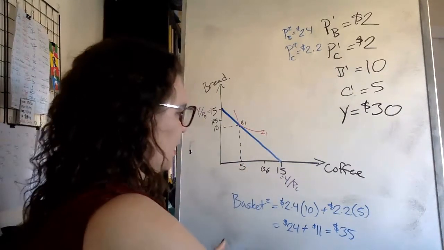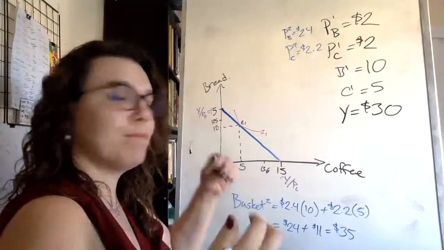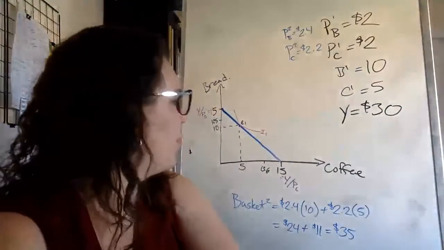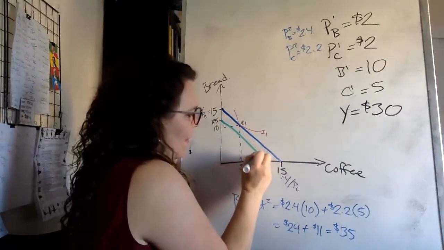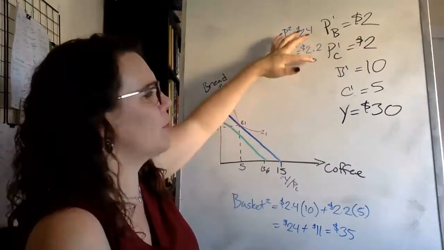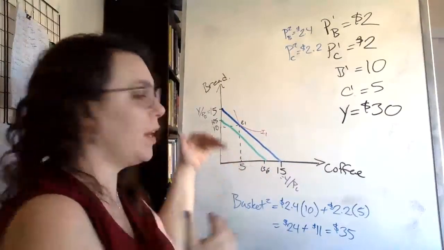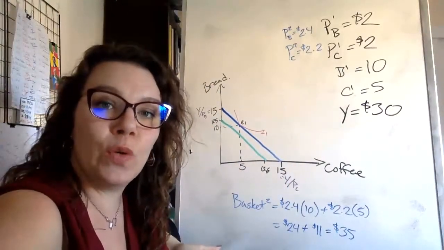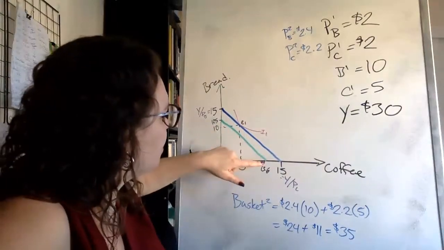So what we're seeing is because both prices changed, our consumer is made worse off. The slope does change slightly because the price of coffee didn't go up as much as the price of bread. But not a huge difference in the slope because the ratio of 2 to 2 is not that different from the ratio of 2.4 to 2.2. But what we do see is that because both prices went up, our consumer is made worse off by that new change in prices, right? So inflation happens, prices go up, consumers are harmed.